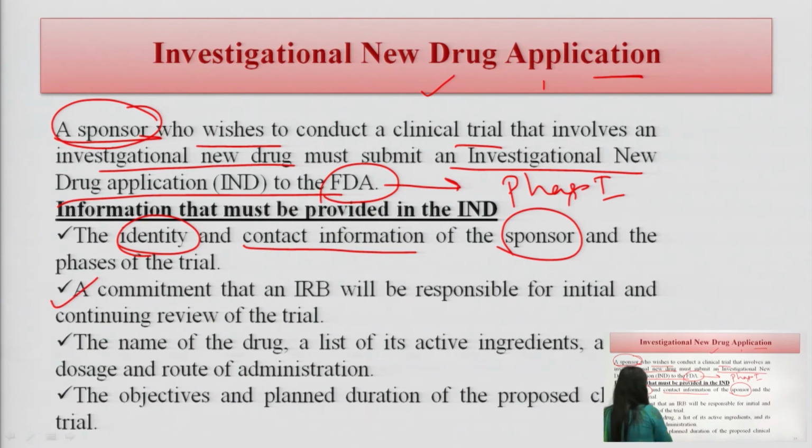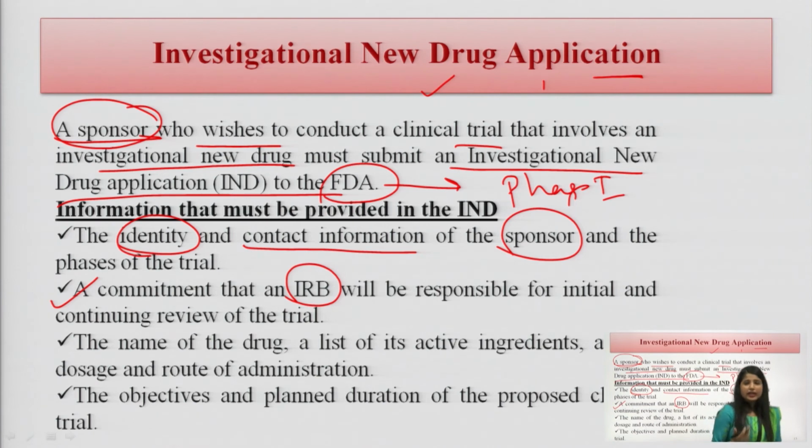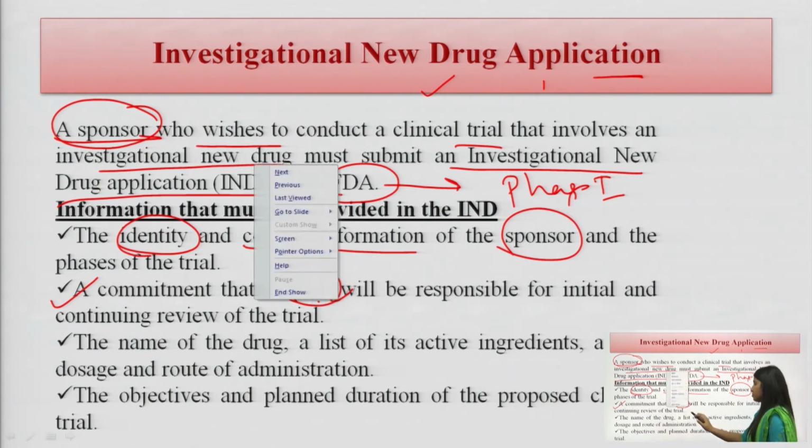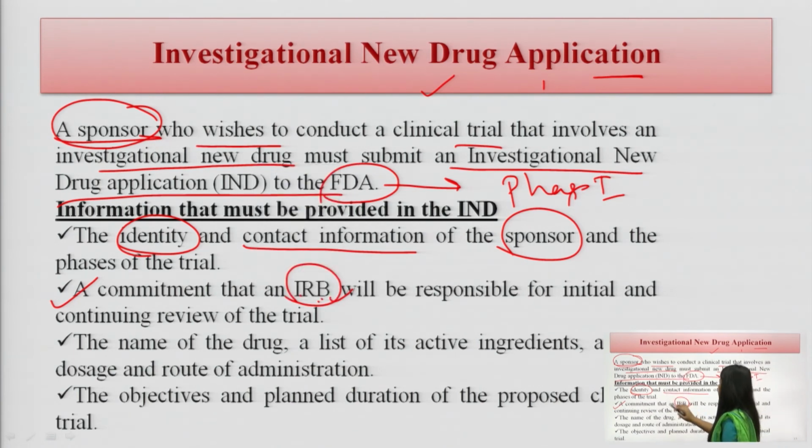Point number two, a commitment to the investigational review board. If any study is being performed in any institution, there is approval by the investigational review board. They will see the study which is being performed, what the feasibility is, how the study is legal, and only then will the IRB approve this study. So the commitment is that whatever recommendation is given by the IRB should be followed. This report is also provided in the IND.